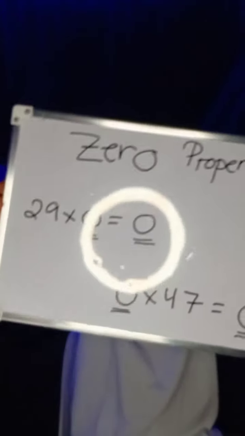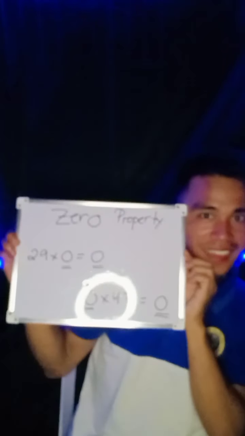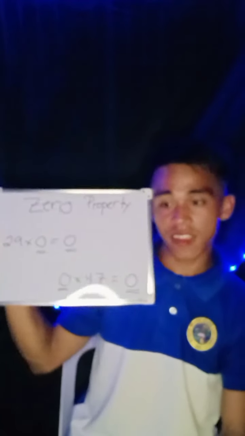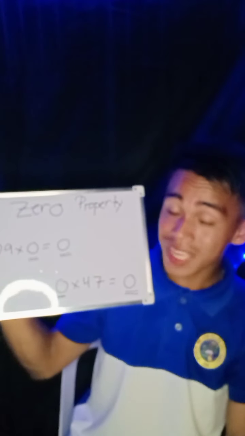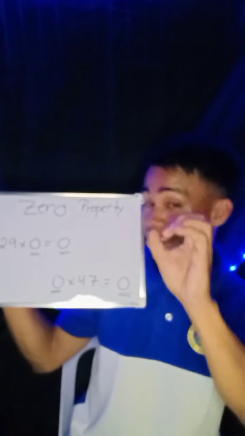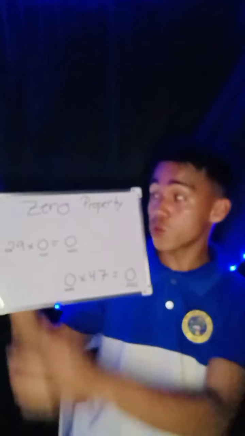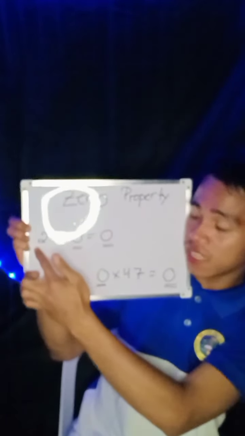The fourth property of multiplication is the zero property. This is my favorite. Okay, zero property. The zero property says that any number multiplied by 0 is equal to 0. It's from the word zero. So any number multiplied by 0 is still 0. Example, 29 times 0 equals 0.